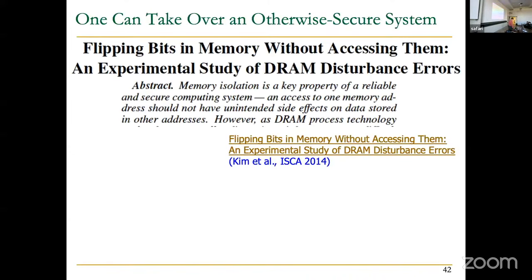Okay, so basically this is a security problem because we're breaking memory isolation. And memory isolation is a very fundamental property, right? An access to one memory address should not have any effect on any other memory addresses, any unintended side effects. And this is needed for a reliable and secure computing system. And I believe we really need to maintain this going into the future. We predicted that you could actually do security attacks, but we didn't have time to do that.